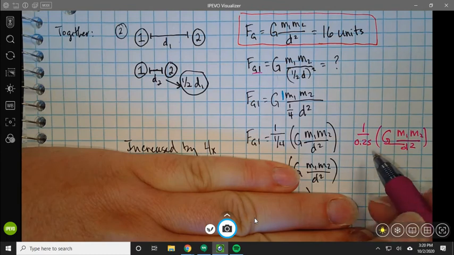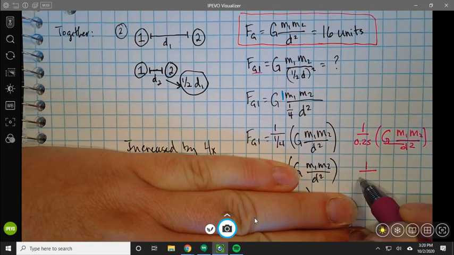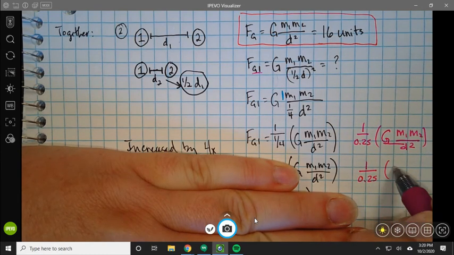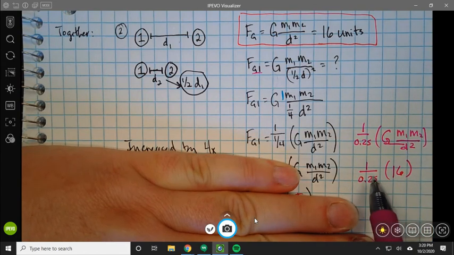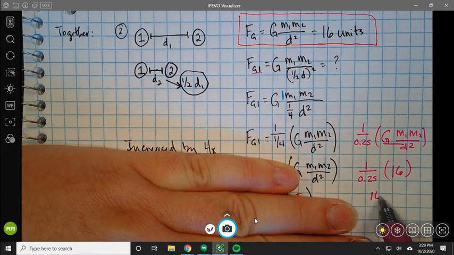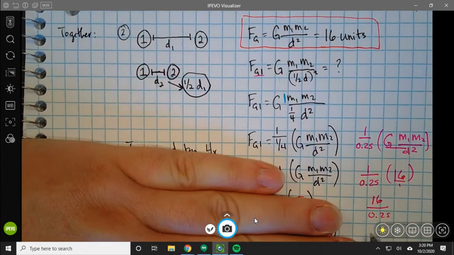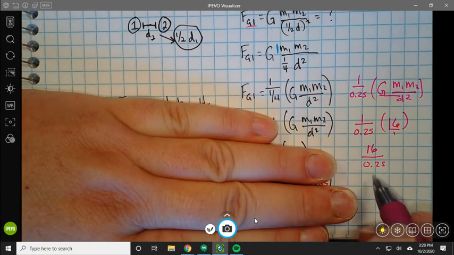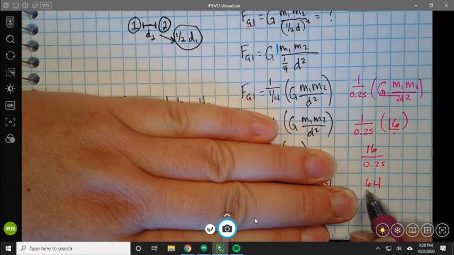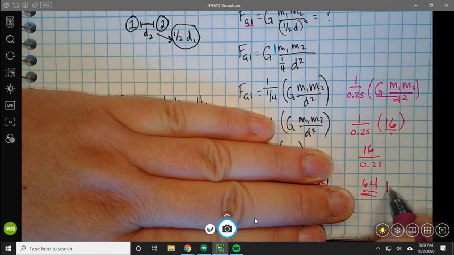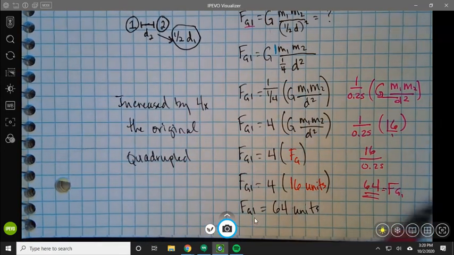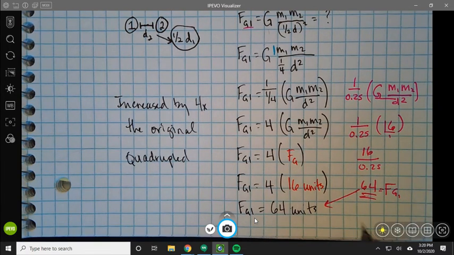If you multiply this out, you'd have 1 over 0.25 times 16. So 1 times 16 is 16, and 0.25 over 1, or times 1, is 0.25. So 16 divided by 0.25 will give you 64. So it's 64 units is your new force of gravity. Okay? So 64 units right there.